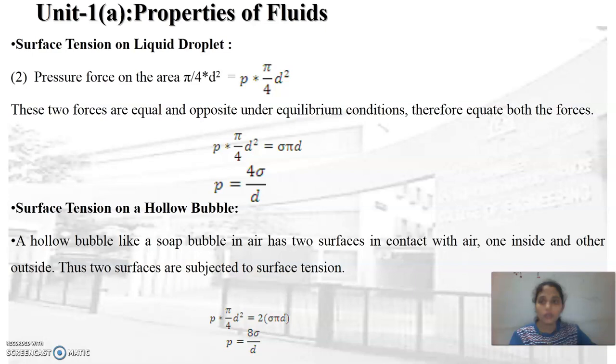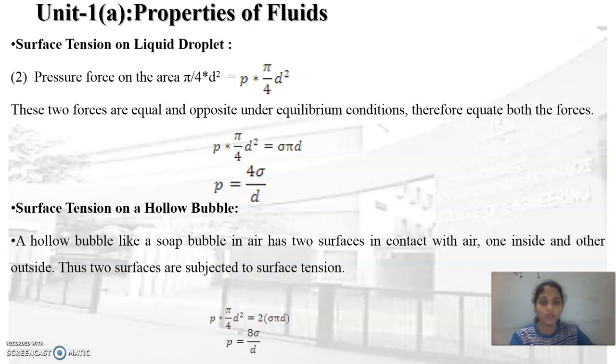The second force acting on the water droplet is the pressure force. This pressure force is acting towards the inner side of the half portion of the water droplet, and it is given by the relation pressure intensity into cross-sectional area of the water droplet. Pressure force is acting towards the inner side, and tensile force due to the surface tension is acting on the outer side. So both the forces have the same magnitude, but they are acting in opposite directions.